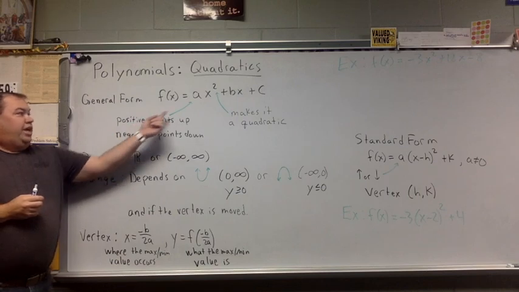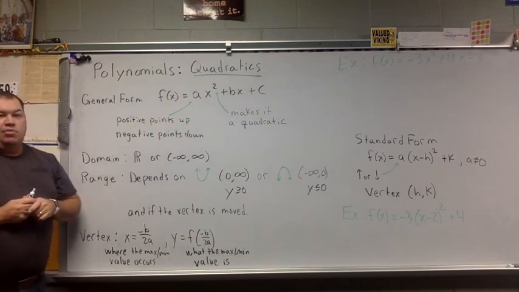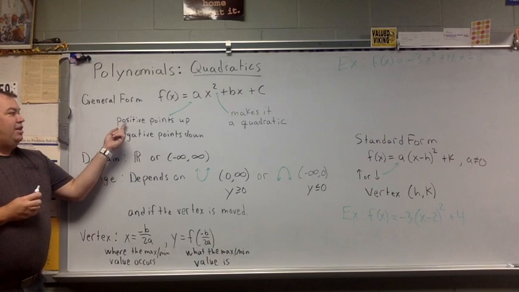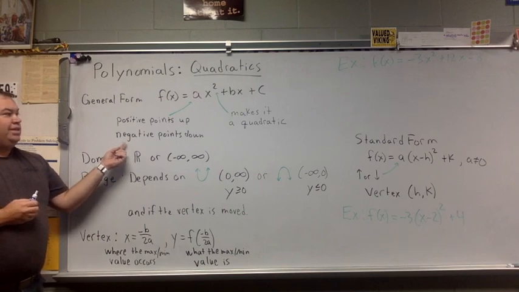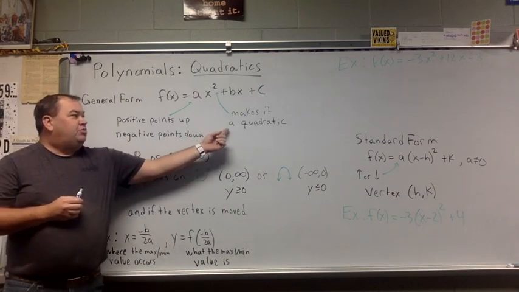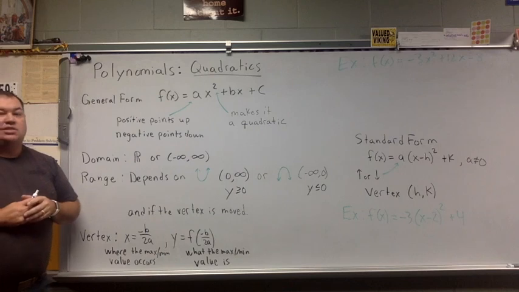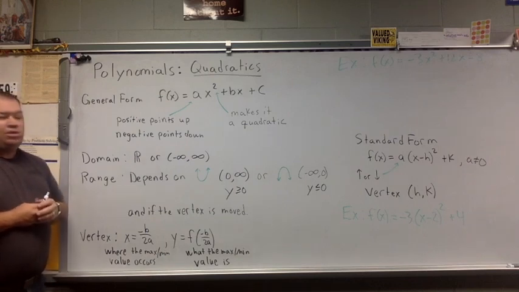The first thing we're going to look at is that leading coefficient, that number that's in the front. If that number is positive, this quadratic points up. If it's negative, it's going to point down. And again, the squared is what makes it a quadratic. So they're easy to see if they're a U-shape going up or a U-shape going down based on that leading coefficient.